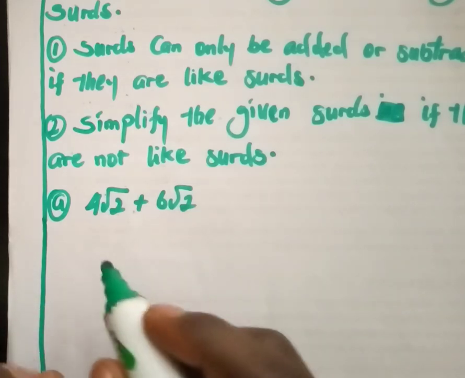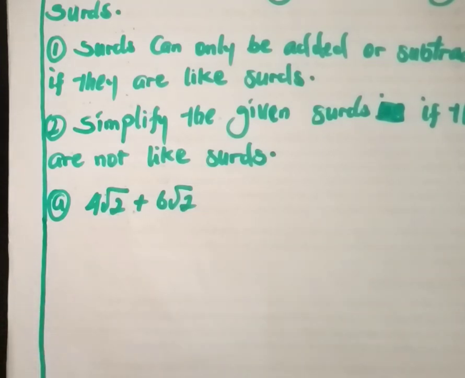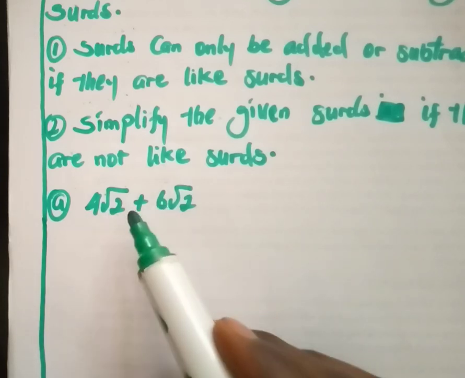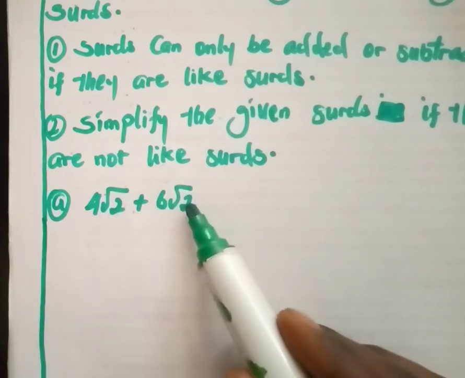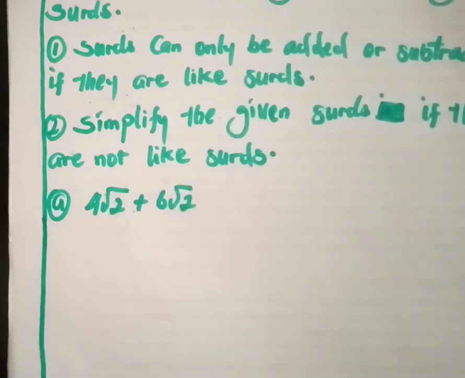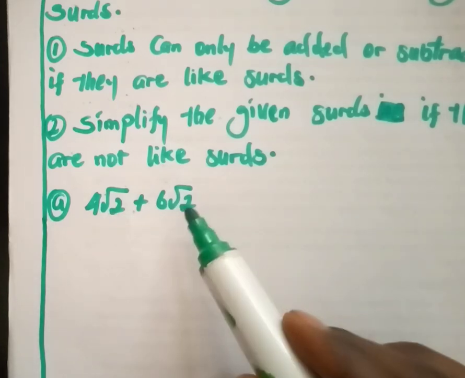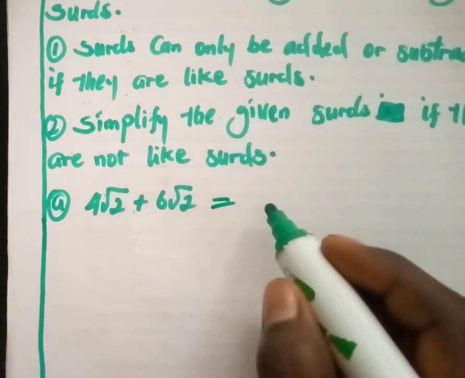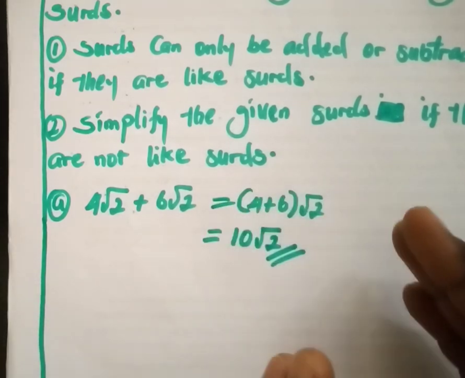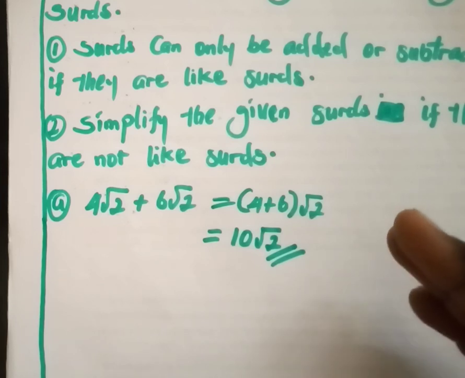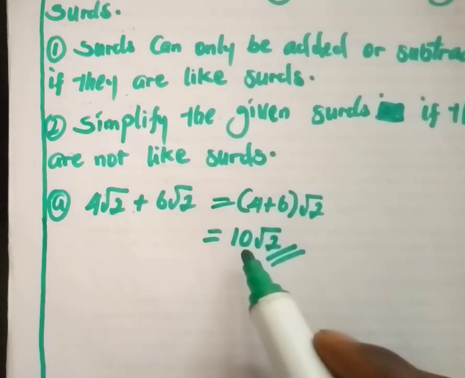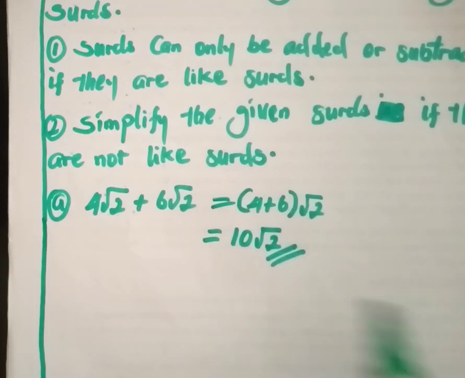So to simplify this, you just have to add 4 and 6 together, and then the root of 2. 4 plus 6 will give you 10, and then root 2. So that's all for the first example.